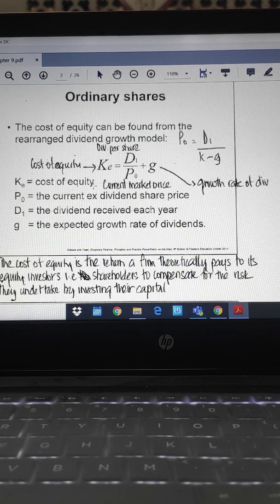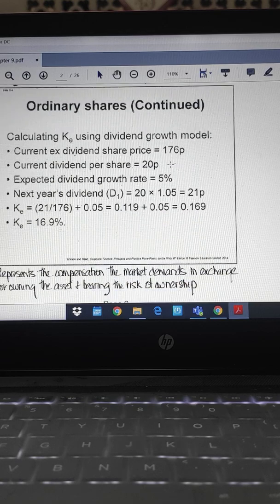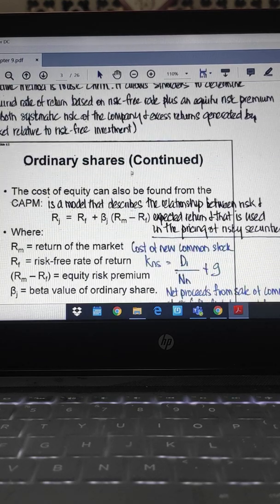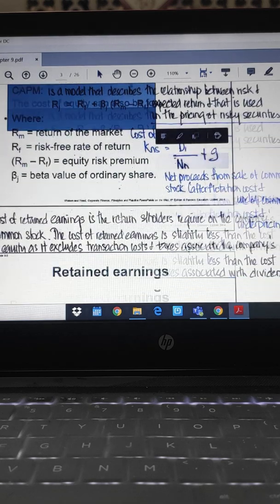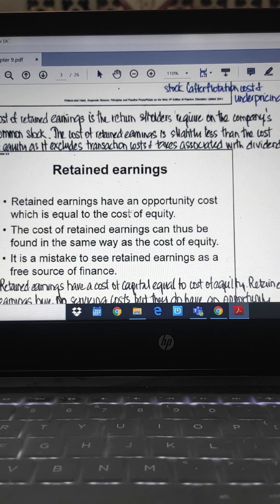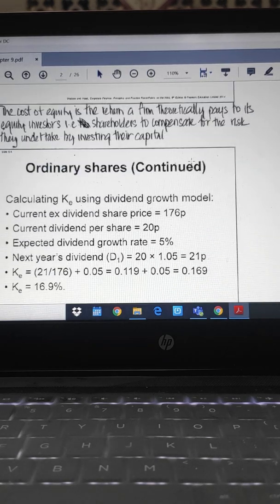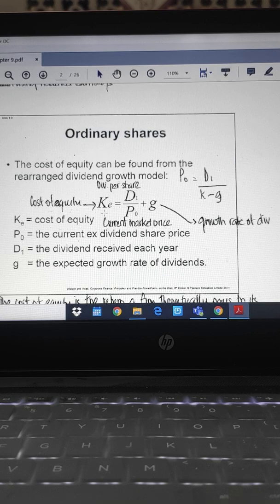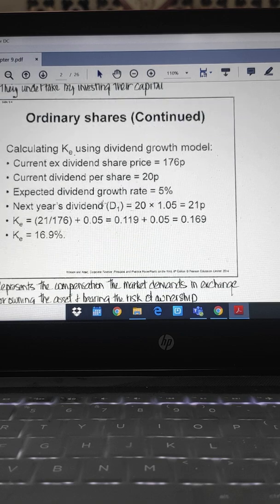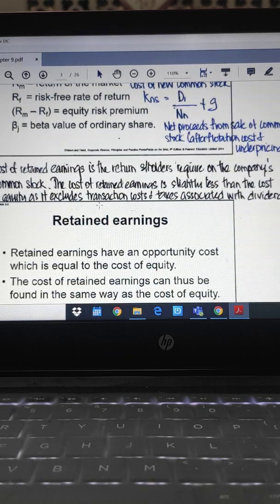Here we looked at the KE, cost of equity, using this formula, following which we then calculated the cost of equity using this particular formula, which is the CAPM formula. You will also understand that there is a cost of retained earnings. Please remember that the cost of retained earnings is not a free source of finance. So under equity, we have covered the ordinary shares, followed using the dividend model, and we covered the cost of ordinary shares using CAPM and retained earnings.